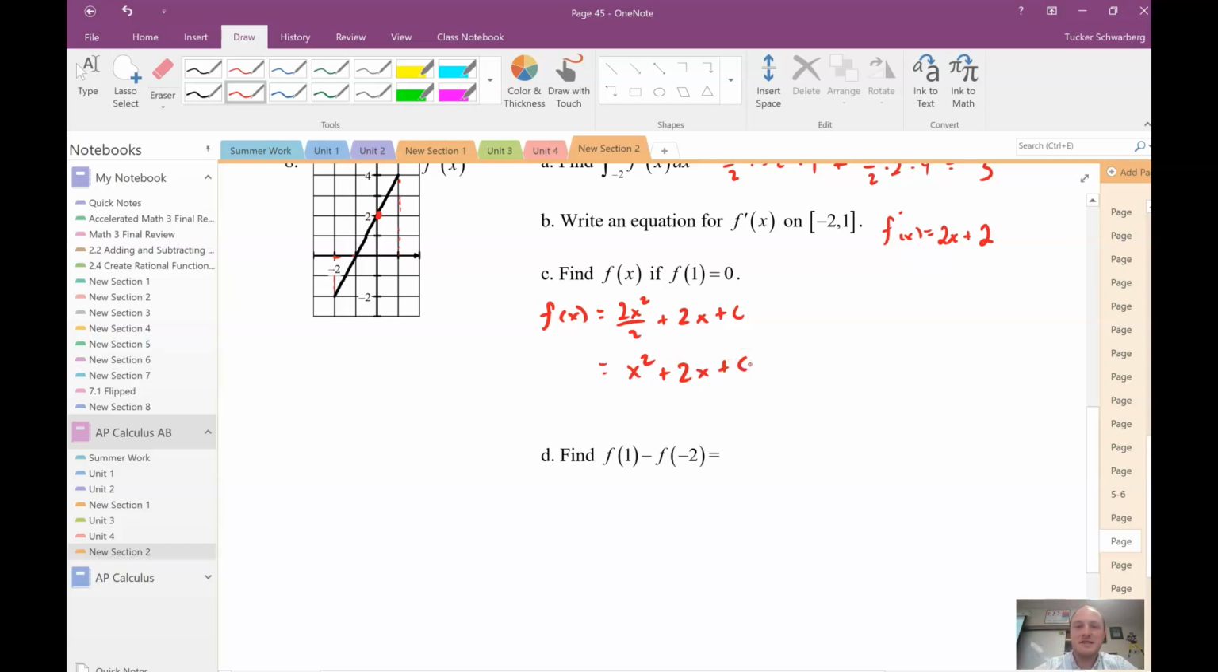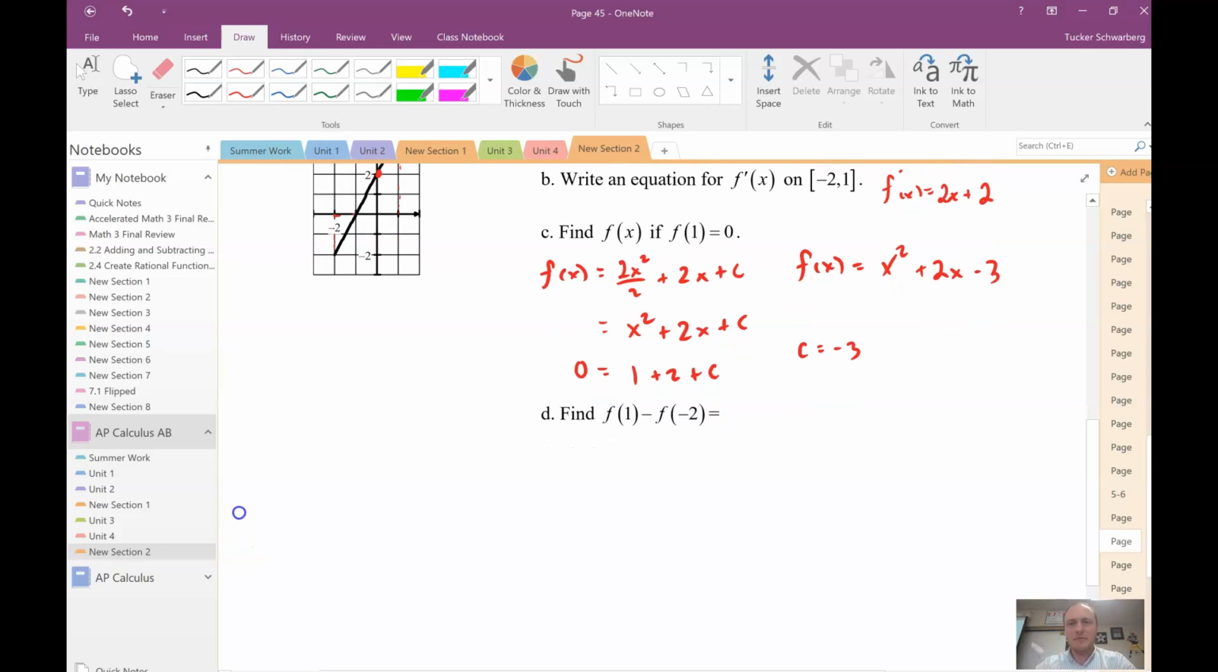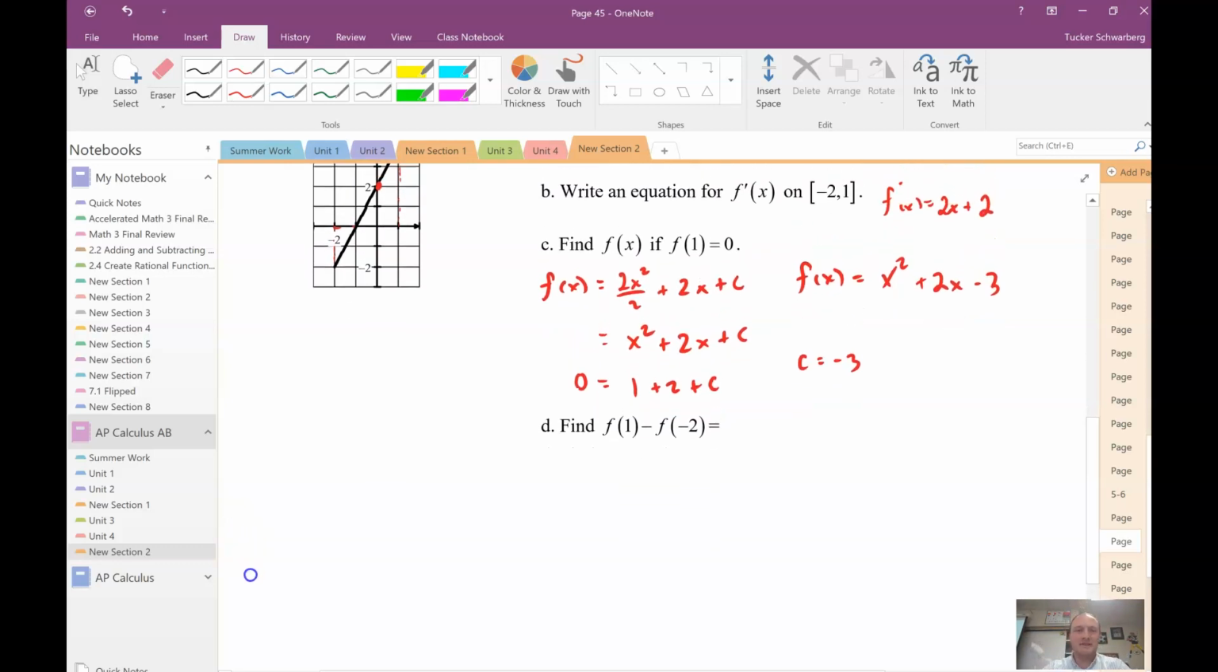Now they do tell us that f of 1 is equal to 0. So if I set this equal to 0 and I plug in 1, we get c is equal to -3. So f of x is equal to x squared plus 2x minus 3. Okay, so I have my function.